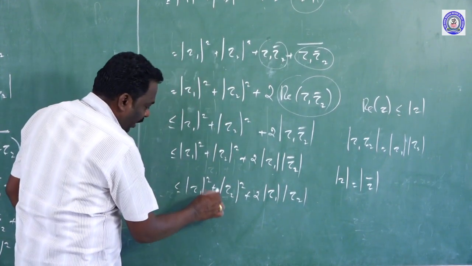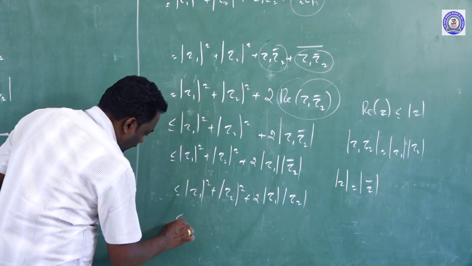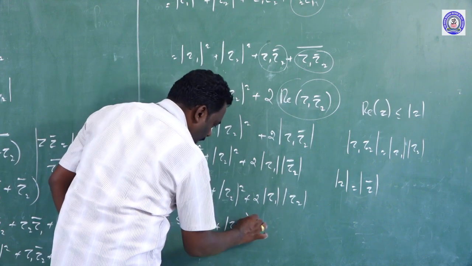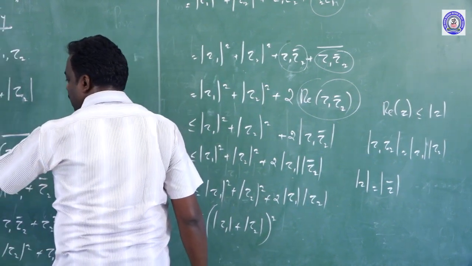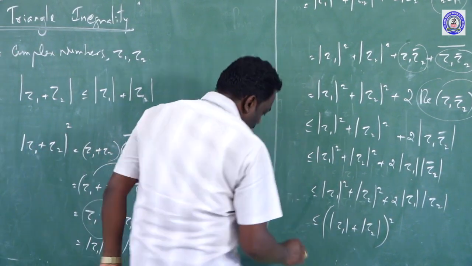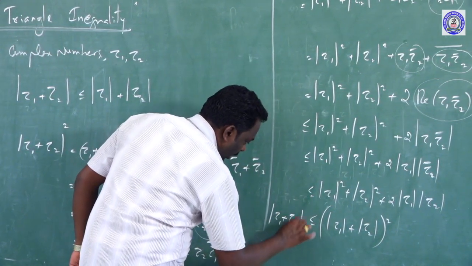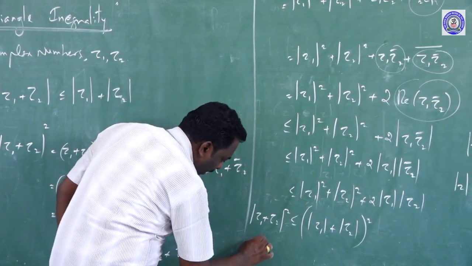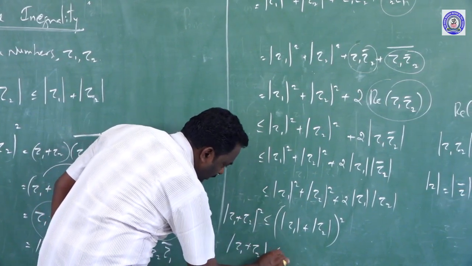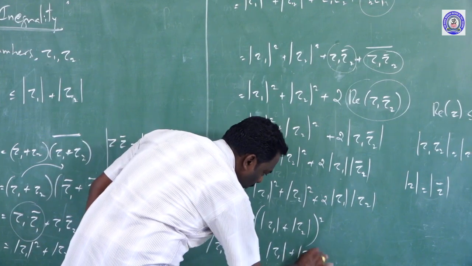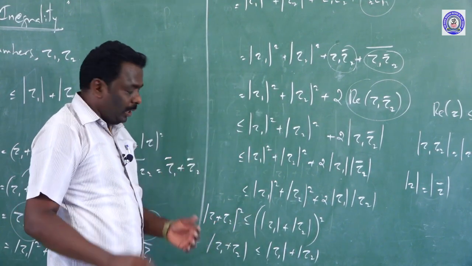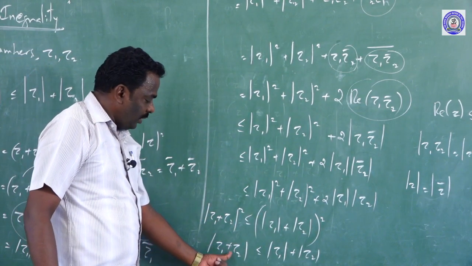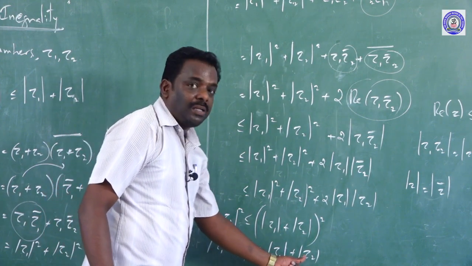Applying A square plus B square plus 2AB, it is less than or equal to modulus of Z1 plus modulus of Z2, whole square. Now, what is the first equation we considered? Modulus of Z1 plus Z2, whole square. Take the positive square root on both sides, and the squares cancel. Finally, we get modulus of Z1 plus Z2 is less than or equal to modulus of Z1 plus modulus of Z2.